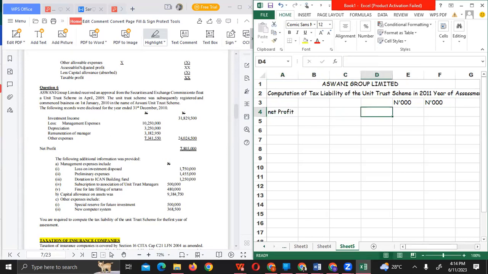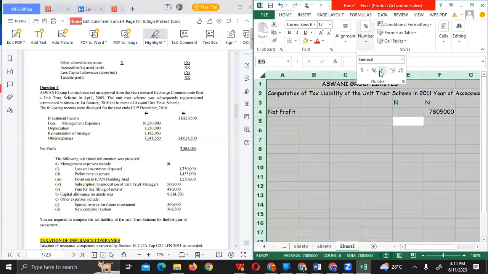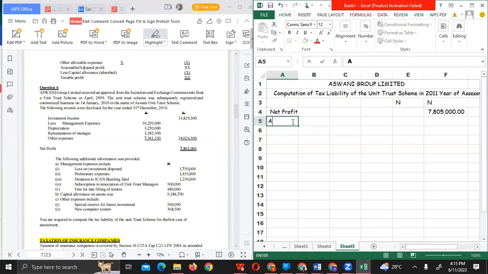So, net profit. Let us see. Net profit is how much? Add allowed expenses. There are other expenses that we have. We have investment, legal, government expenses, depreciation, remuneration of managers, other expenses. So the following information was provided. Management expenses include loss on investment disposed. Loss on investment disposed is disallowed.